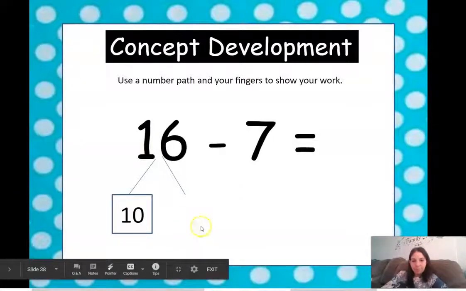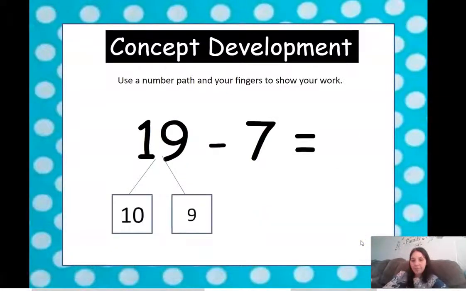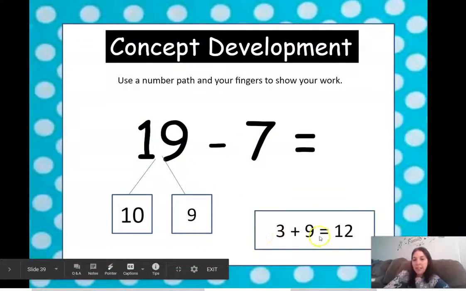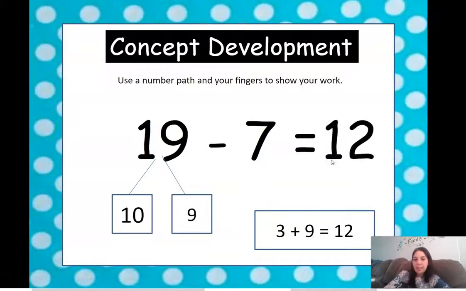Okay. So we have 10 and 6. When we take 7 away from 10, we're left with 3. And then we have 6 more. 3 plus 6 equals 9. Here's 19 minus 7. We have a group of 10 and 9. Take 7 from 10, and you're left with 3, and 9 more equals 12. So 19 minus 7 equals 12.